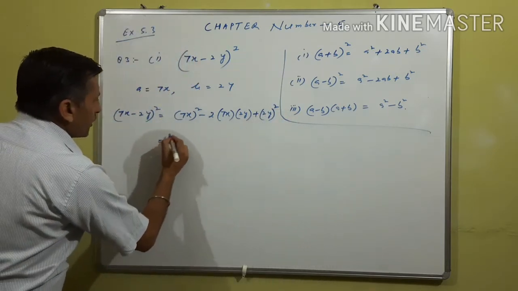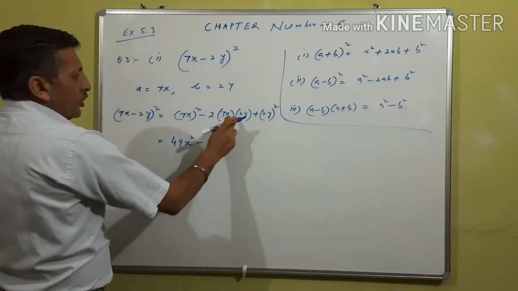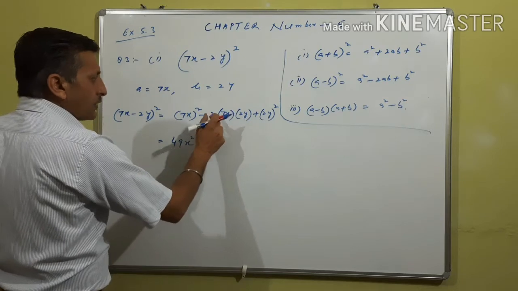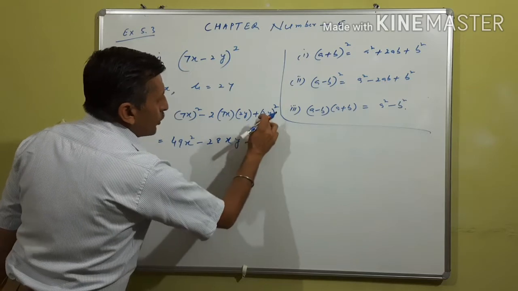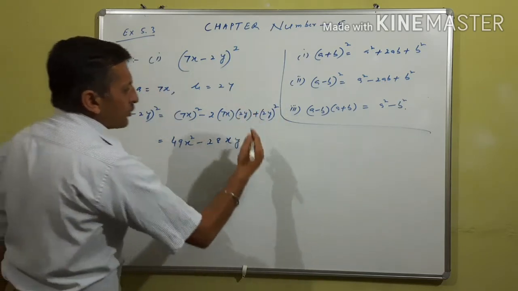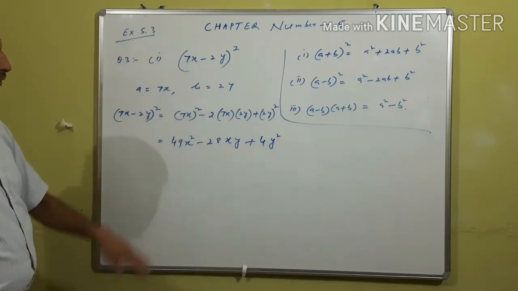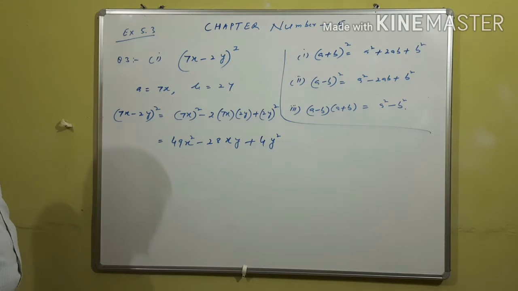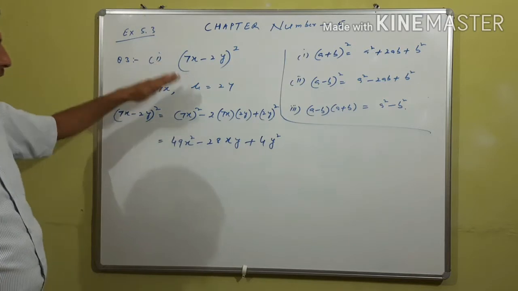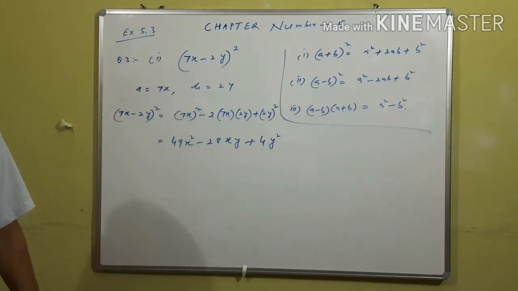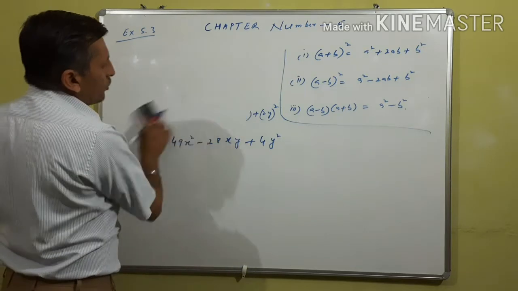This is equal to 7 square, 49x square, minus 2 into 4, 4 sevens are 28, xy, plus (2y) whole power 2, 2 square is 4, and this is y to the power 2. So this was your final answer for this part. Okay, so when its power is 2, you just have to compare your question with these identities, and after that you have to use the identities. This is basically the use of the identities. So this was your first part. Similarly, you can take any other part.